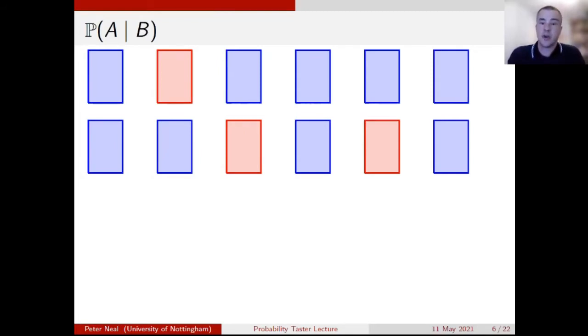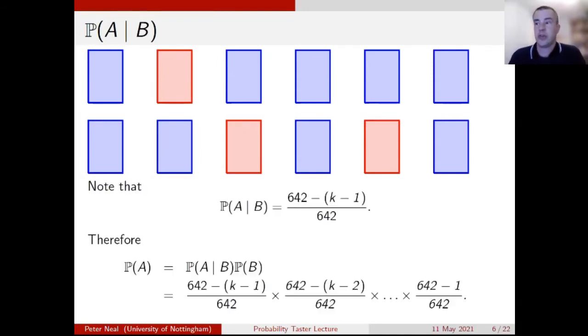And we can extend this on to the situation we're interested in here, where we've got, rather than 12, we've got 642. So in that case, what we can say is the probability of A given B is we want to pick any of the 642 minus those stickers we've already got, K minus 1, out of the total of 642.